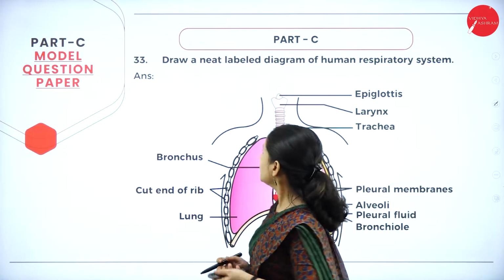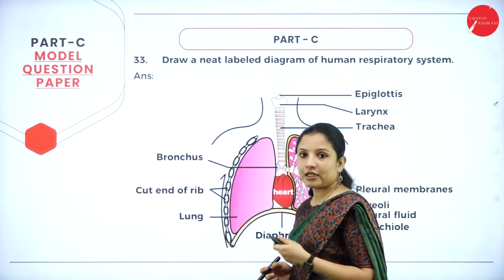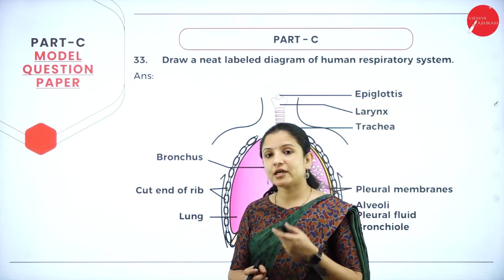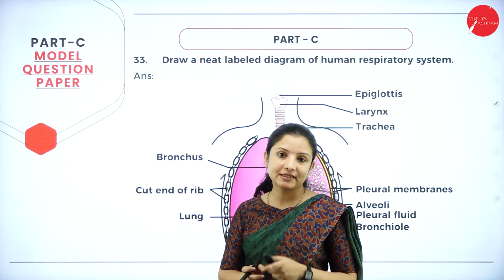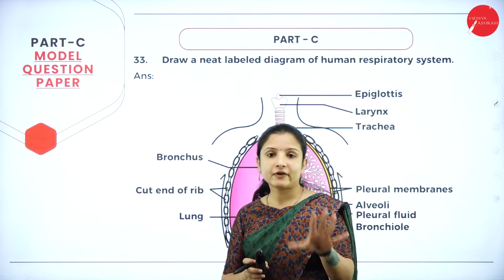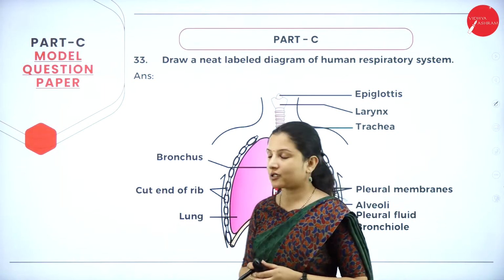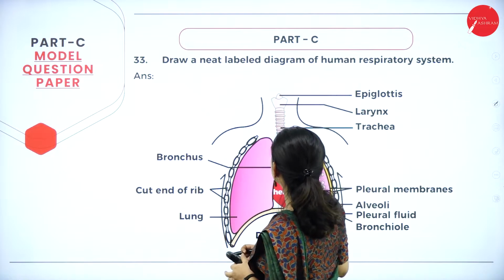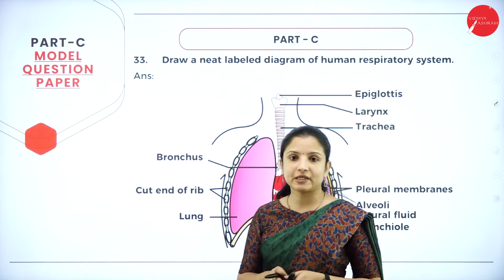Next, moving on to part C. Again here, a 3 mark question. I told you they can ask an easy diagram to draw for 3 marks. It is not that only for 5 marks they'll ask you to draw a diagram. So here they have given: draw a neat labelled diagram of the human respiratory system.